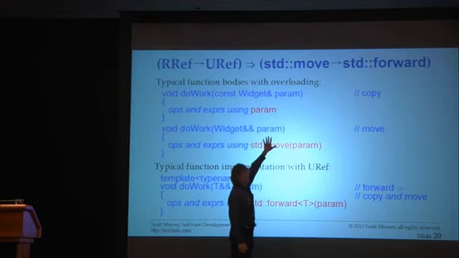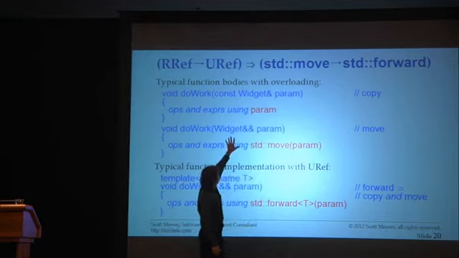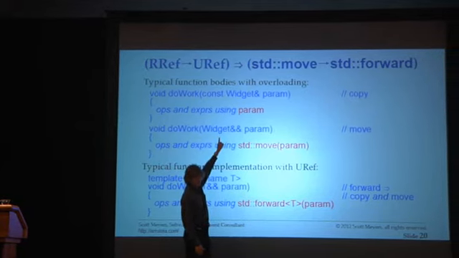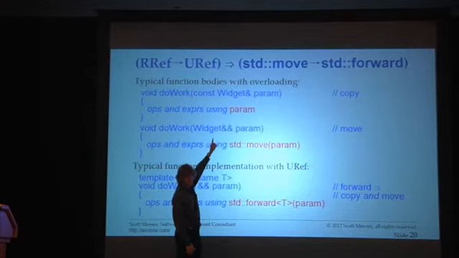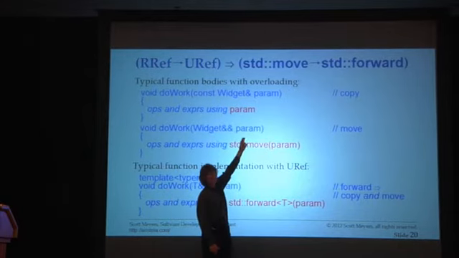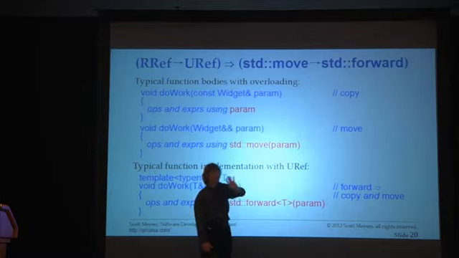The type of param is rvalue reference to Widget. That's its type. It's an rvalue reference to a Widget. But because it has a name, because you can take its address, it is an lvalue, because that's the definition of what it means to be an lvalue. I haven't quite answered your question yet, but I'm getting there.